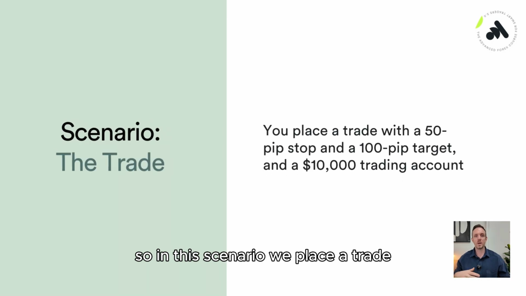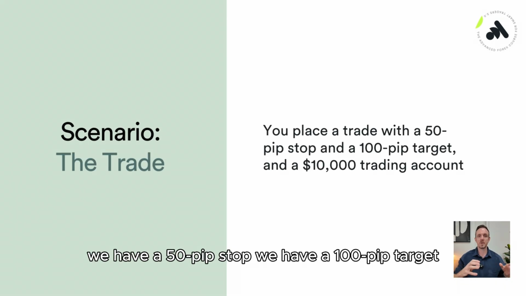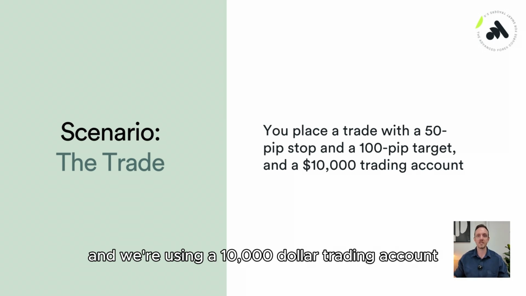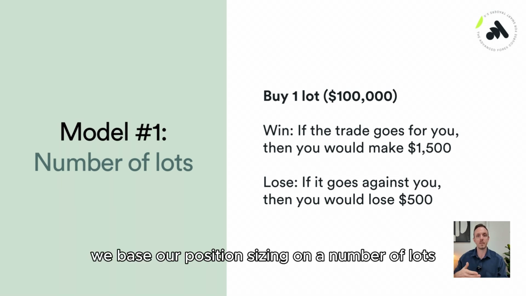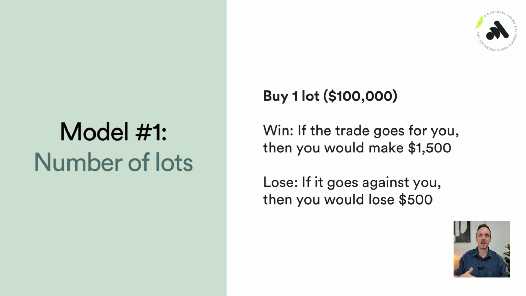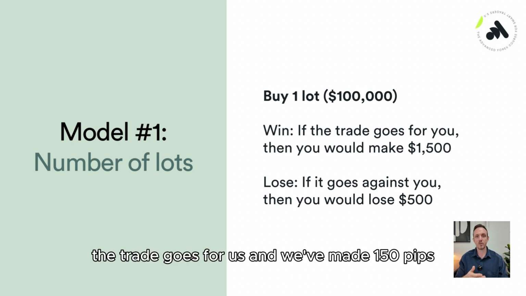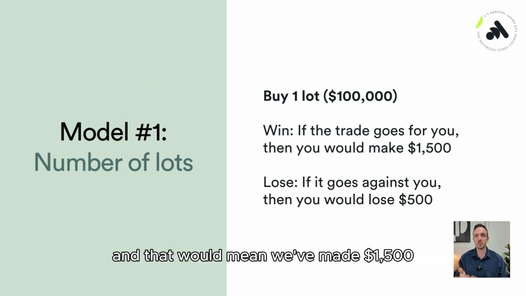So in this scenario, we place a trade, we have a 50 pip stop, we have a 100 pip target, and we're using a $10,000 trading account. In our first example, we base our position sizing on a number of lots. So let's assume we buy one lot. If we win, the trade goes for us and we've made 150 pips, and that would mean we've made $1,500.